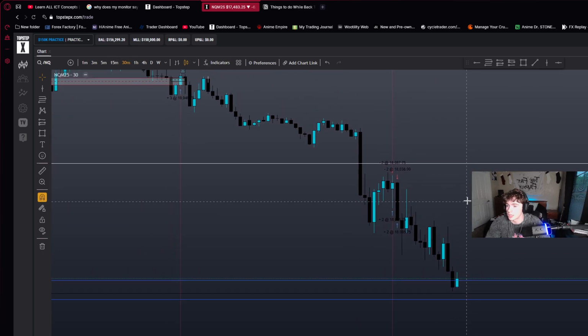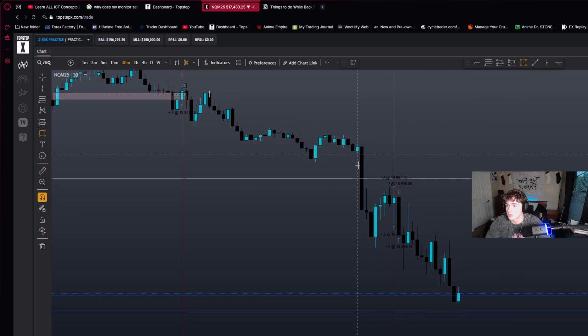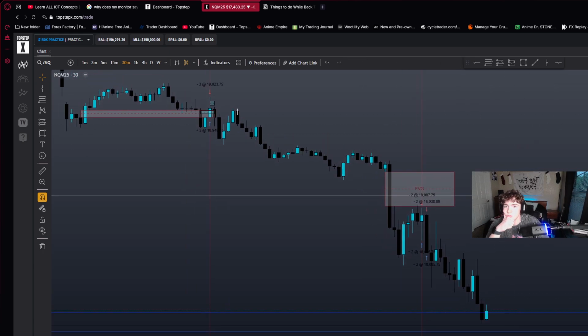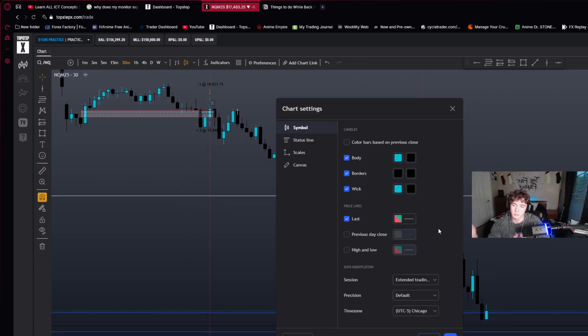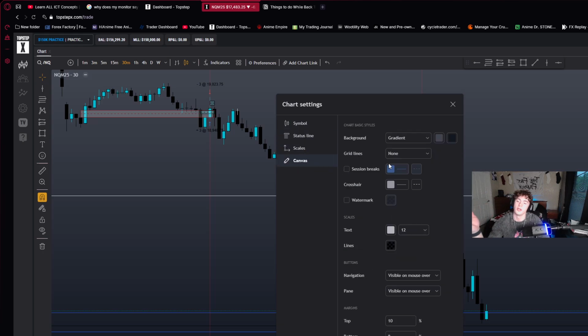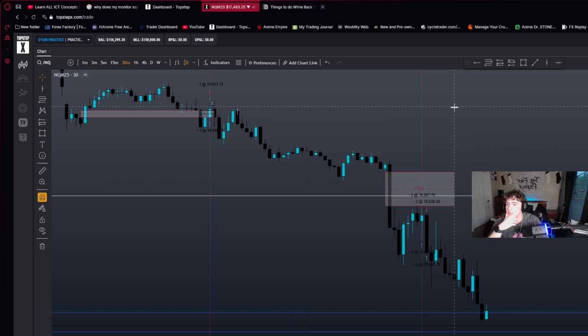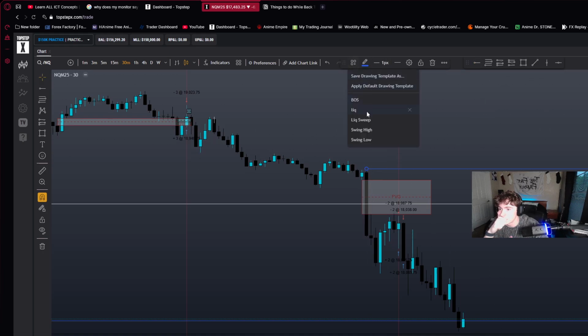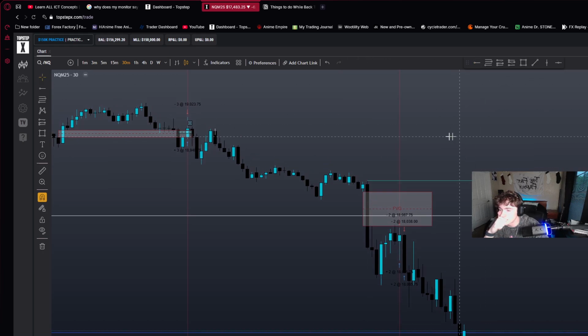We have market open. We have a fair value gap. Oh, chart colors. Here you go. Oh, wait, that's how that works. There you go. Anyways, cool. We have a fair value gap. We have a high up here. Obviously not going to get there.